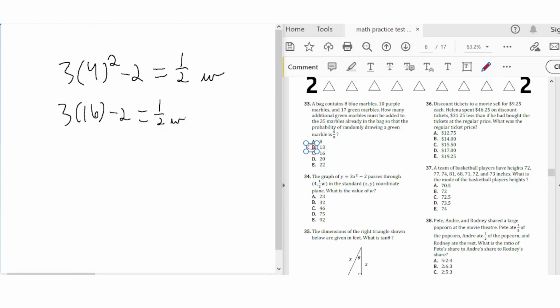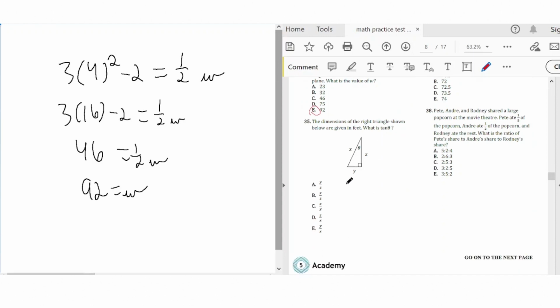Hey, that kind of rhymed. All right, 3 times 16 is 48. 48 minus 2 is 46. Multiplying both sides of the equation by 2, we get 92 equals w. 92 is our answer. Our answer is E.